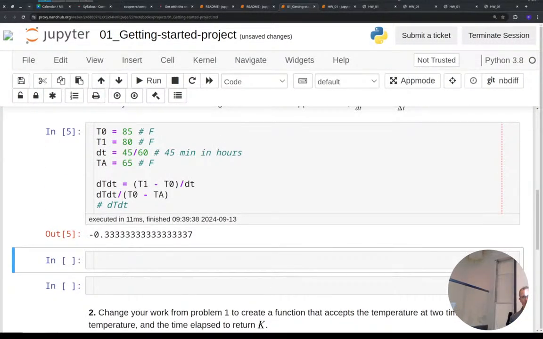1/3 what? What are my units? What am I dealing with here? Or negative 1/3. Drop 1/3 of a degree every hour. So 1/3 per hour? Is that 1/3 of a degree per hour? Is that my units for this? No, something else, right? What are the units here?